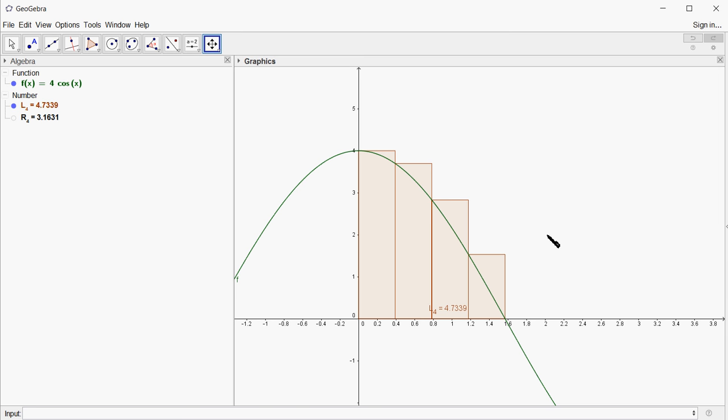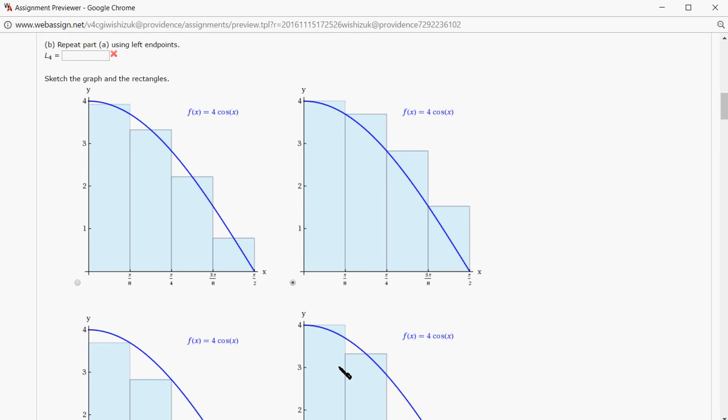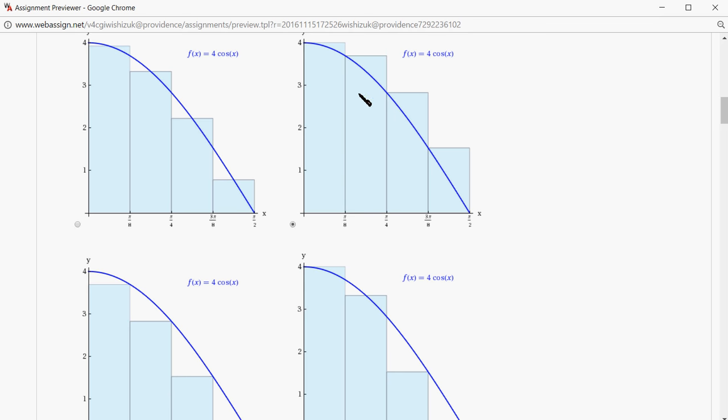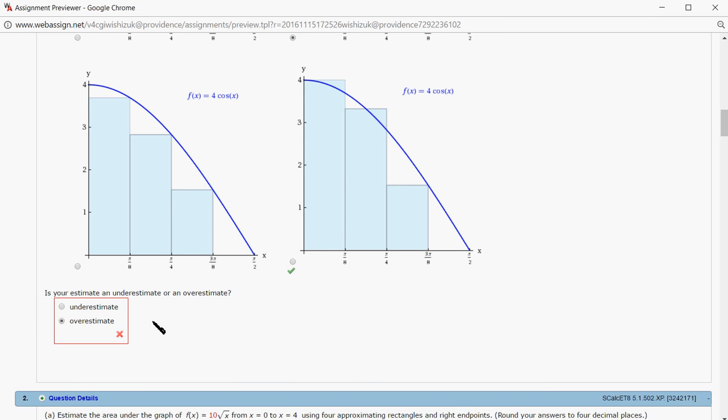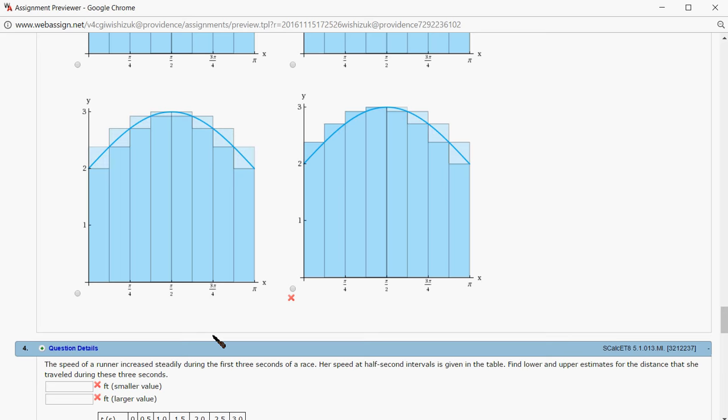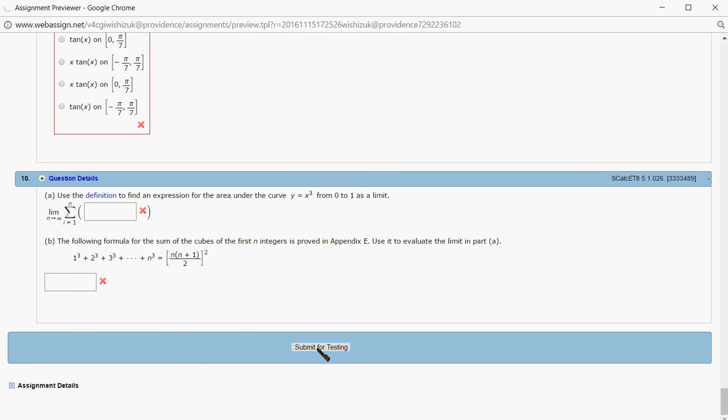This is the left sum, and you can see that it's going to be a big overestimate because you see these excess regions. The value is 4.7339, so let's put it in: 4.7339, and the picture is this one right here. So this one is an overestimate. Of course, this is an overestimate. Let's check that, to make sure that I'm not lying. Submit for testing.